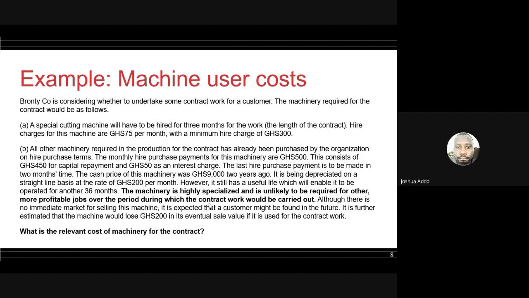So, what are the relevant costs of machinery in connection to this contract? Are you with me? Hello? Yes, sir, we are here. Okay, so let's use about 2 minutes to go through the question ourselves, and then we will come to answer the requirement at the bottom. What is the relevant cost, or what are the relevant costs of machinery to this contract? I'm just giving 2 minutes.